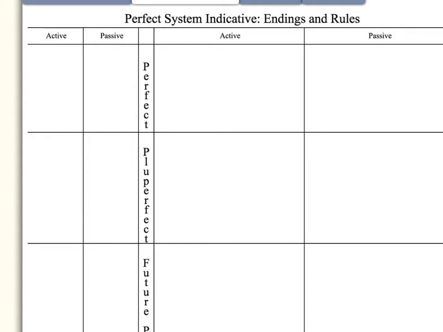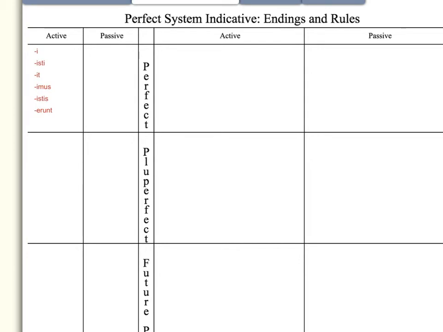Today we're going to be reviewing the perfect system tenses. So that means we're going to be reviewing the perfect and pluperfect active endings that you already know, and adding on to them the perfect and pluperfect passive endings. So first we're going to start with the perfect active.